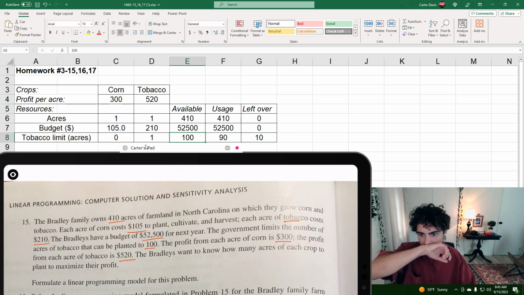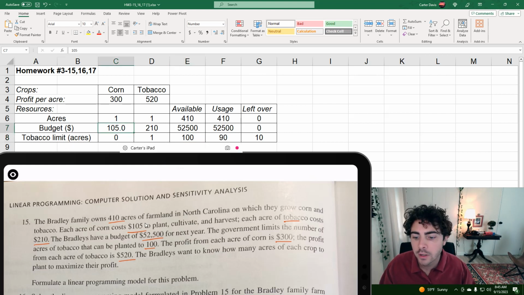So the budget, it costs them 105 per acre for the corn, 210 per acre for the tobacco, and they have that much money. Okay, so let's talk about the ones and zeros. The one that was what was confusing me before I ended the last video. So the ones and zeros here were just a choice. It was a matter of design for this Excel thing.